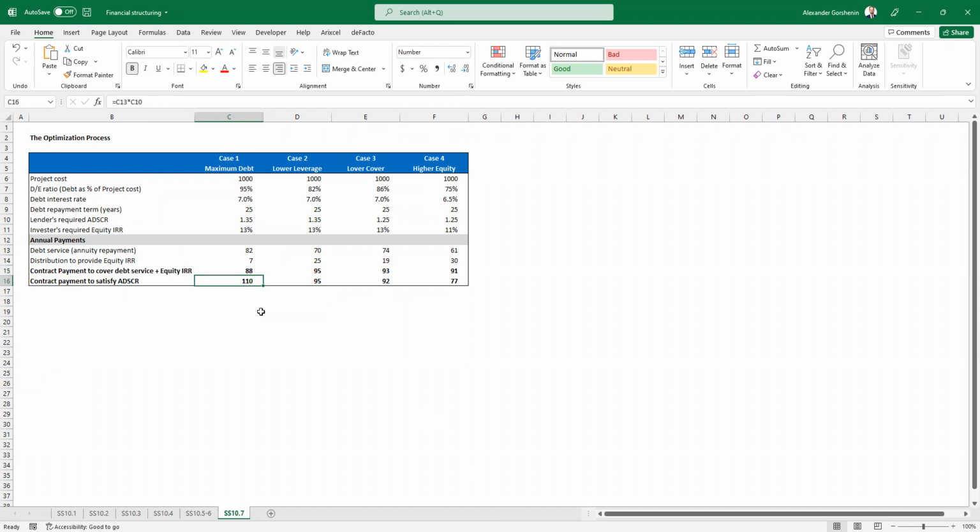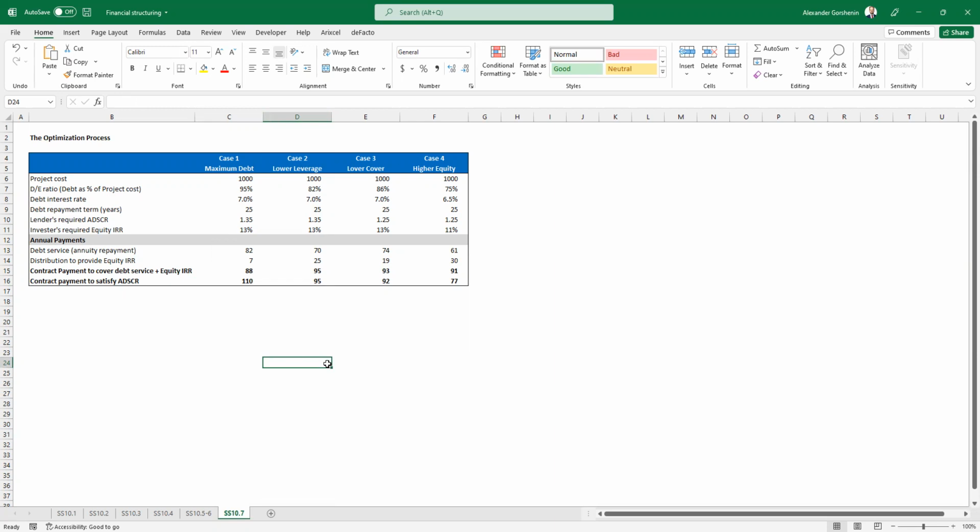So you need to have a more substantial income stream to cover not only the actual needed debt service payments and distributions to investors, but just to satisfy the ADCR ratio. And that's why we go to Case 2. Therefore, this case assumes that the leverage has been reduced to 85, and all other assumptions are the same.